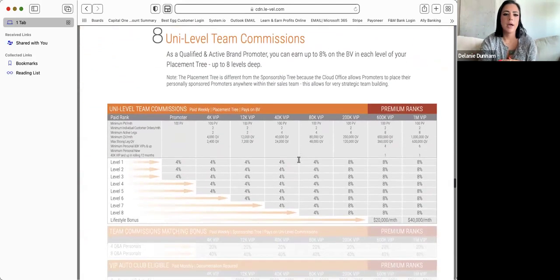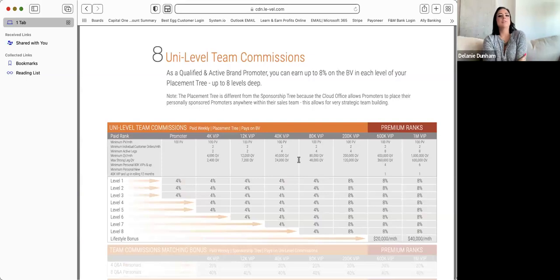Okay. All right, so the unilevel team commissions, this is what Jason was talking about. This is the residual part of the comp plan, right? So that BV that I was talking about earlier that you get paid off of for your customer sales also falls into this part right here. Also, promoter pack doesn't have BV. That's why the commissions are higher on it. It doesn't have any BV on it.